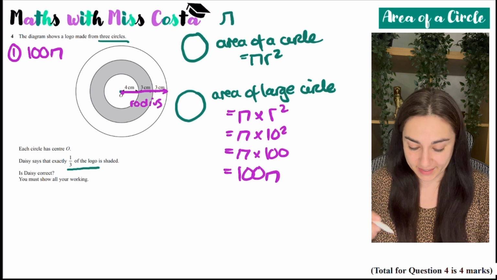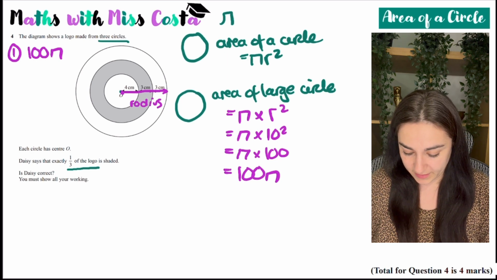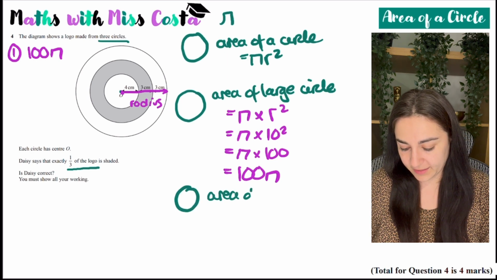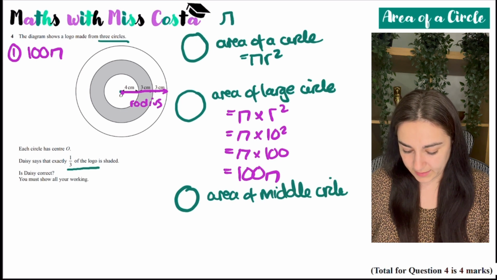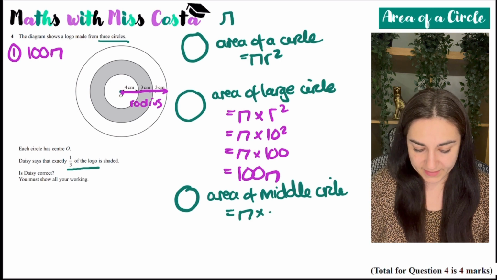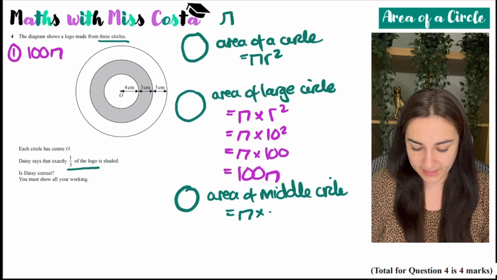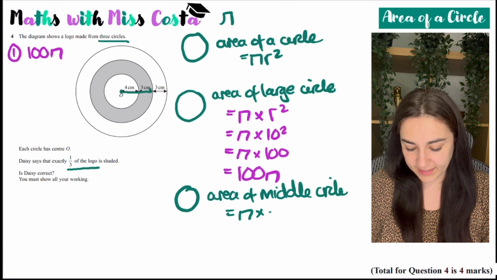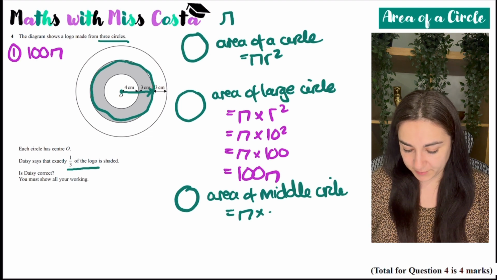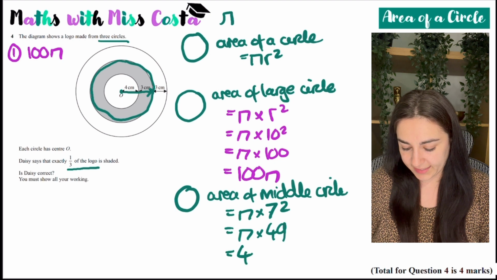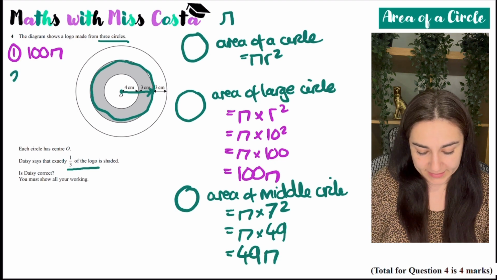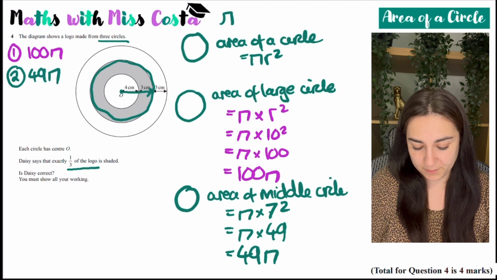So circle 1 is 100 pi. Let's do the same for circle 2. So the area of the middle circle is going to be pi times by the radius of this one. So the middle circle goes from the center to the outside of the middle circle, which is here. So that's going to be pi times by 7 squared, which is pi times by 49, which I can leave as 49 pi. So my second circle is 49 pi.